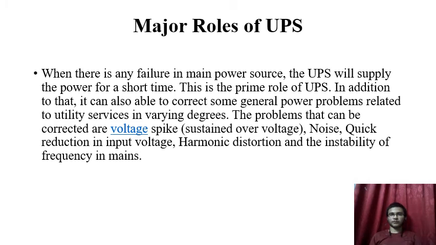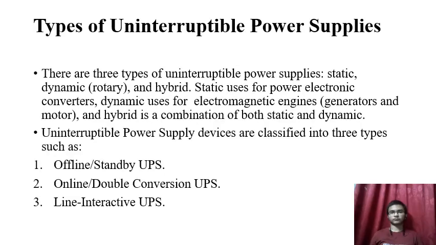Major roles of UPS. When there is any failure in the main power source, the UPS will supply the power for a short time. This is the prime role of UPS. In addition to that, it can also correct some general power problems related to utility services in varying degrees. The problems that can be corrected are voltage spike, noise, quick reduction in input voltage, harmonic disorder, and the instability of the frequency in the mains.